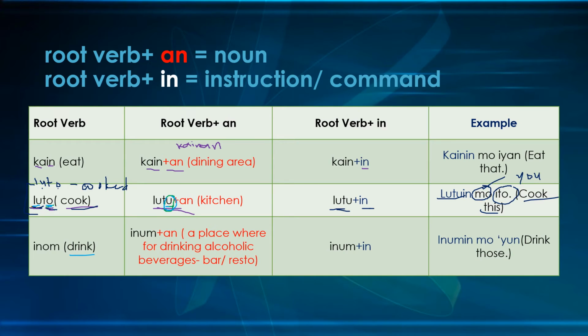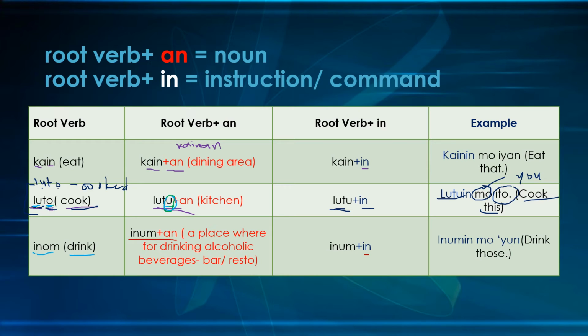Next, the next verb is drink. In Filipino, it's inom. If we add an, we have here a word inuman. Inuman. It is a place where you drink, at the restaurant or at the bar. By adding in, we have here inumin. Inumin. We pronounce it in a fast way, inumin.